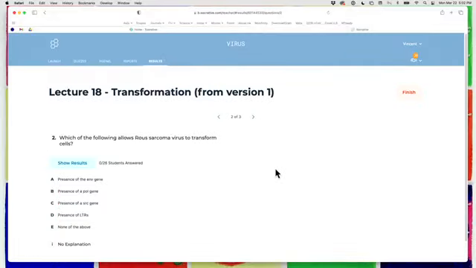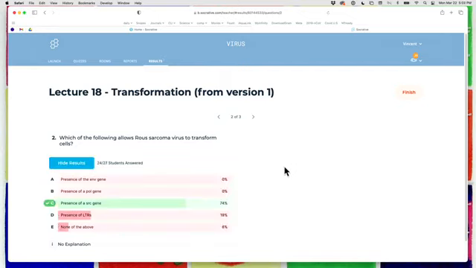Which of the following allows Rous sarcoma virus to transform cells? Presence of the envelope gene, presence of a Pol gene, presence of a Sarc gene, presence of LTRs, none of the above. Which allows it to transform cells? Only 74% of you got the right answer. The presence of a Sarc gene, of course. LTRs don't help it to transform. This is a virus that picks up the oncogene, right, and puts it into the genome. If it were the retrovirus with intermediate tumor formation, that would be correct. But Rous picks up the Sarc gene for sure.